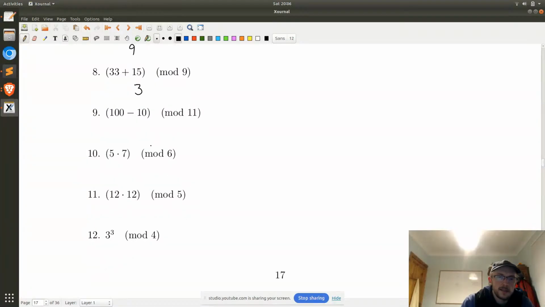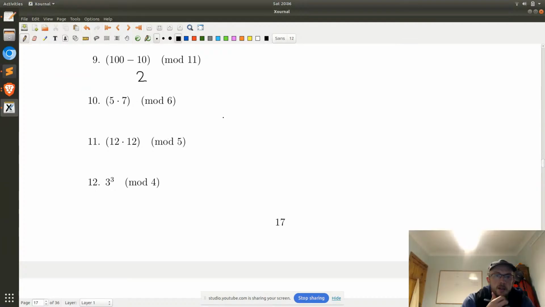100 minus 10 is 90. And 90 divided by 11 is 8 remainder 2. So I shall say 2. 5 times 7 is 35, and 35 divided by 6 is 5 remainder 5. So I will say 5.